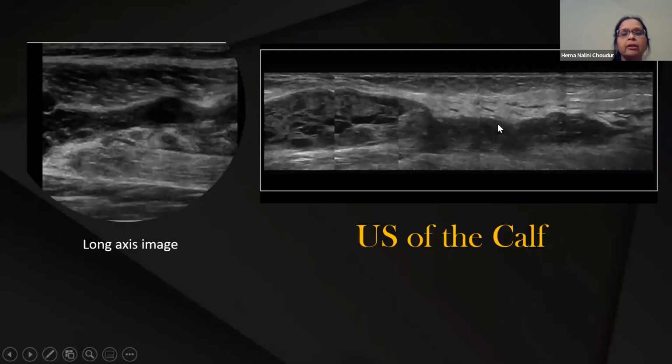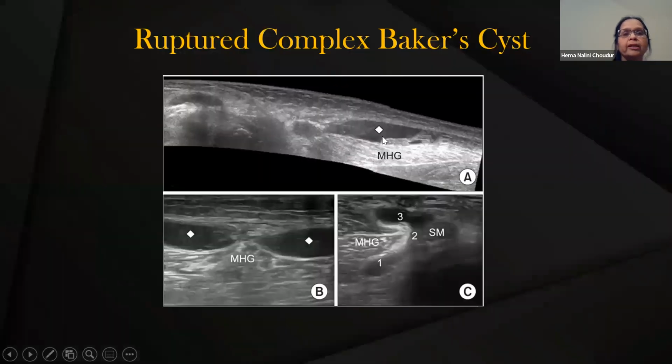Now here you have another patient with calf pain. Notice how it is completely thrombosed and looks like a vein. Now what we need to do is not give up our imaging here, but go more proximally to the knee. And then you would be surprised to know that this is actually organizing rupture of a complex Baker cyst. So if you go proximally, you can see there's some amount of discontinuity here, and this is the Baker cyst.